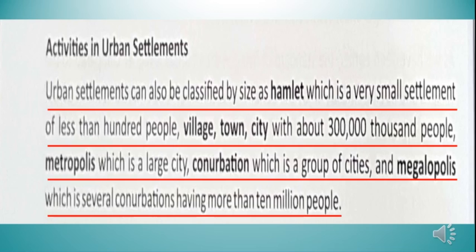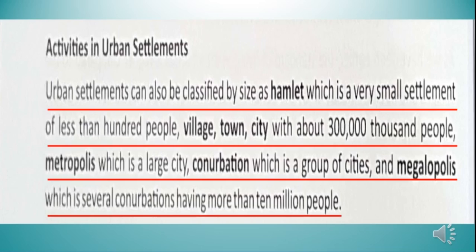Whereas village, town, city have up to about 300,000 people. The village, town and city can have 300,000 people present in them. Whereas Metropolis is also known as a large city. We call a big city a Metropolis. Conurbation is a group of cities. A group of many cities we will call a conurbation.